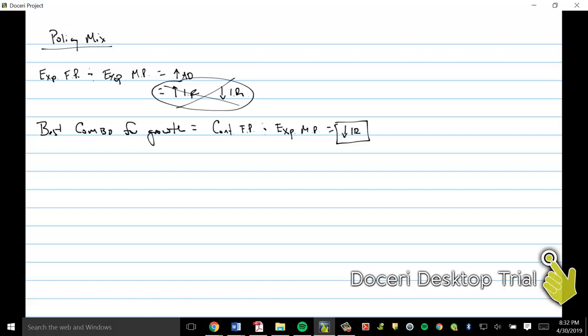Question one. Which of the following combinations of economic policies would be most effective to correct a severe recession? So we need to know, right? We got a recession. Are we concerned about growth here? No, we're concerned about fixing the recession.